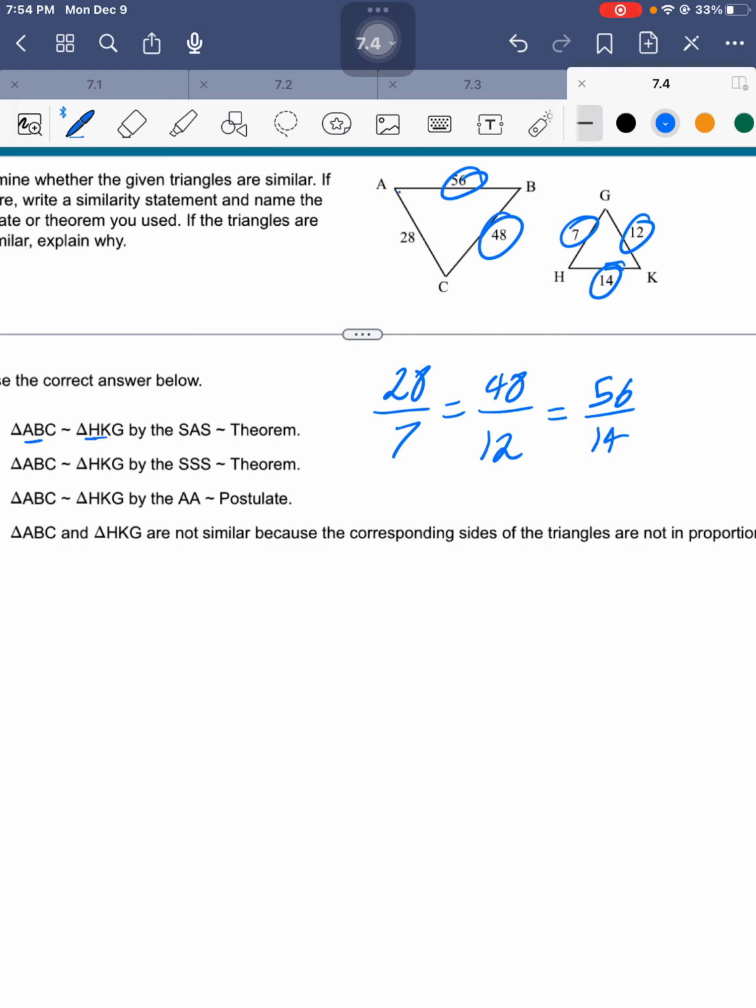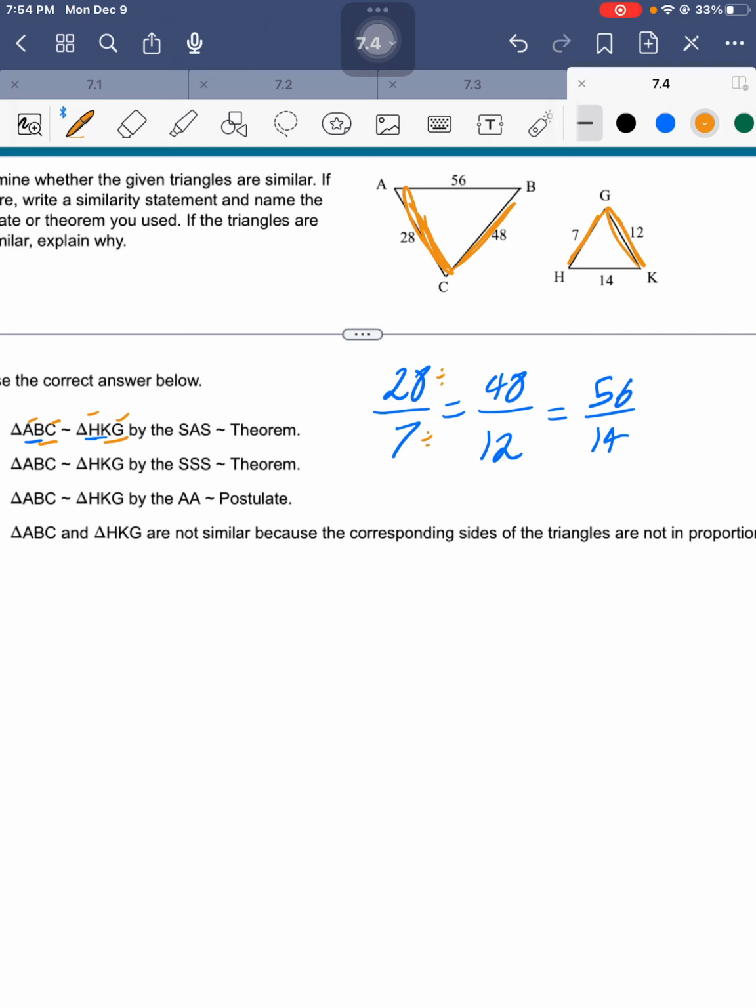56 to 14. And if we also want to take a look at it here, look, you have AB to HK. AB to HK. So 56 to 14, that works out. That one's good. What about this next one? BC to KG. So BC to KG, 48 to 12. And the last one, CA, 28 to GH 7, 28 to 7 right here.